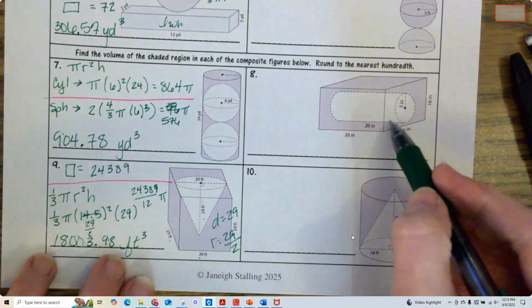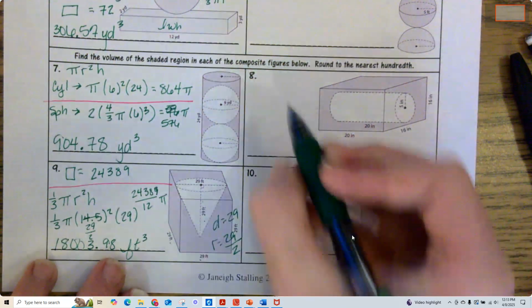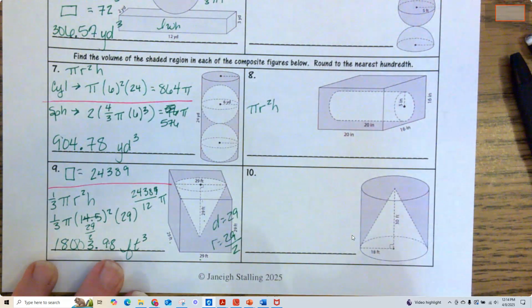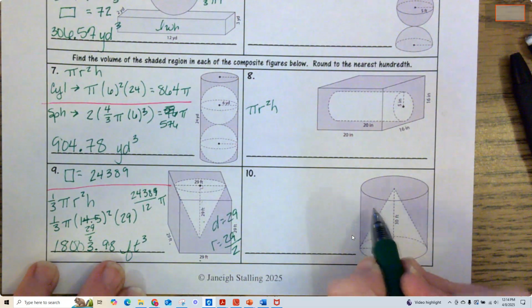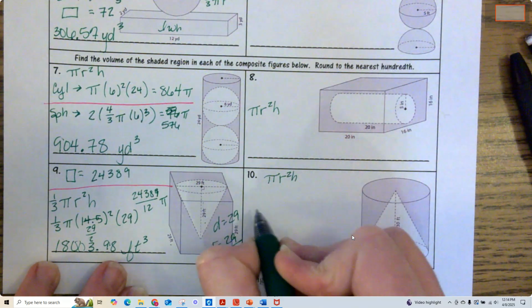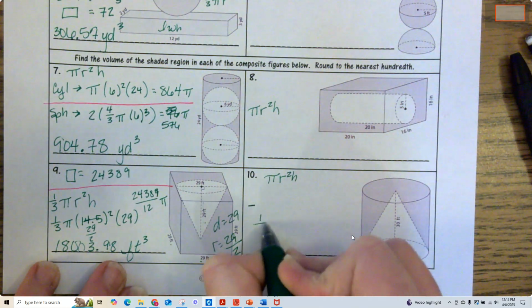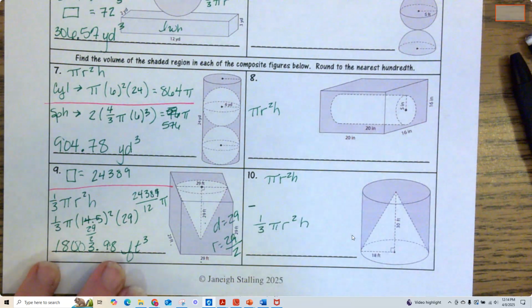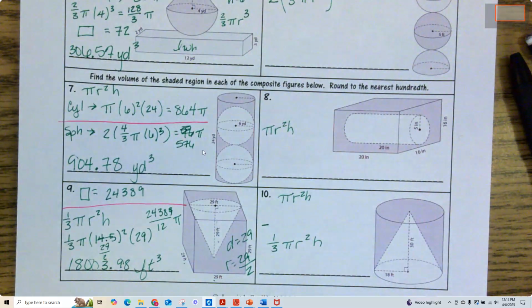So number 8, start with the box. Subtract. The cylinder is going to be pi r squared h. This one you're going to start with the cylinder, pi r squared h, and you're going to subtract a cone. So that gives you some little hints to work on.